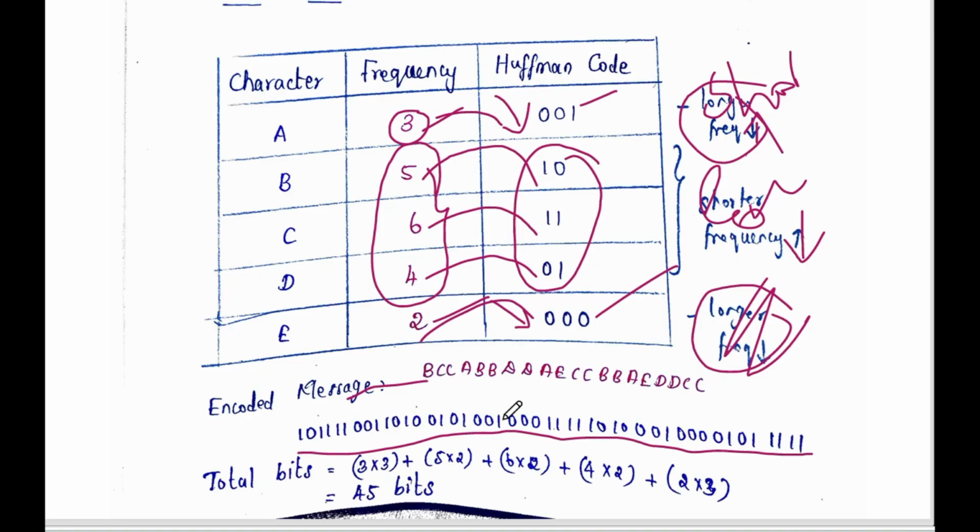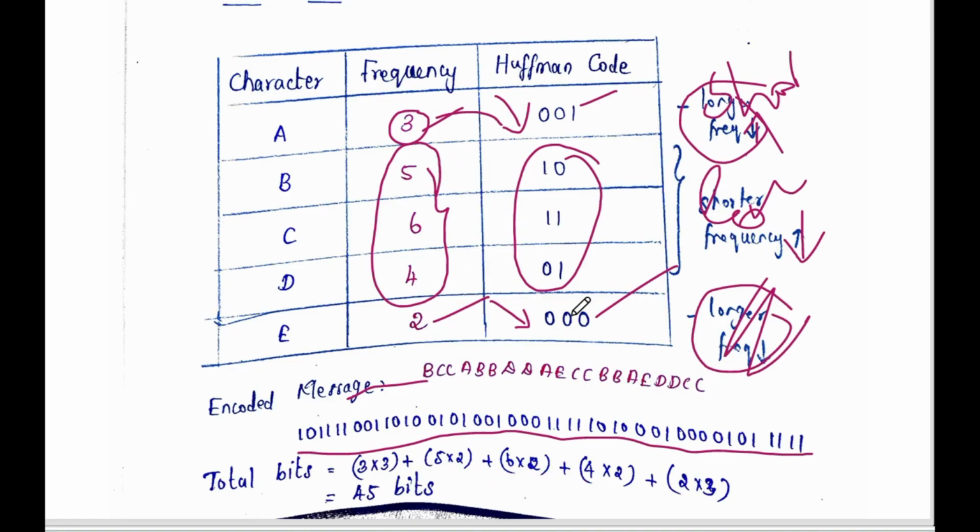So likewise, you multiply all those things and finally add all the values, and finally get the total bits needed to make this encoded message. Okay, finally we need 45 bits to convert this message into the encoded format. Clear? So this is 3, 2, 2, 2. These are the lengths of the binary codes. Okay, 3 into 3, 5 into 2, 6 into 2, 4 into 2, 2 into 3. This is the length of the binary code.